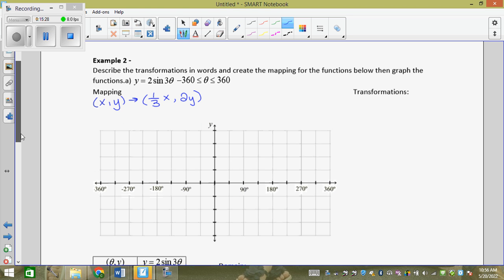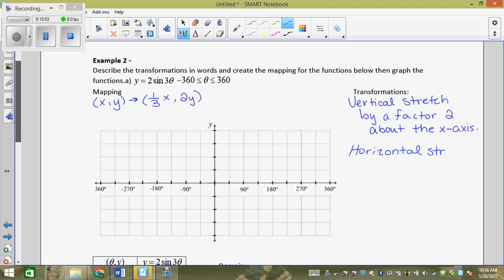Transformations. We have a vertical stretch by a factor of 2 about the x-axis. And a horizontal stretch by a factor of 1/3 about the y-axis.